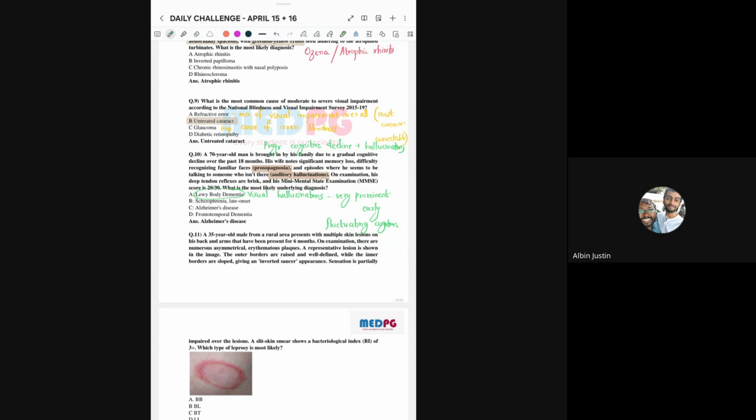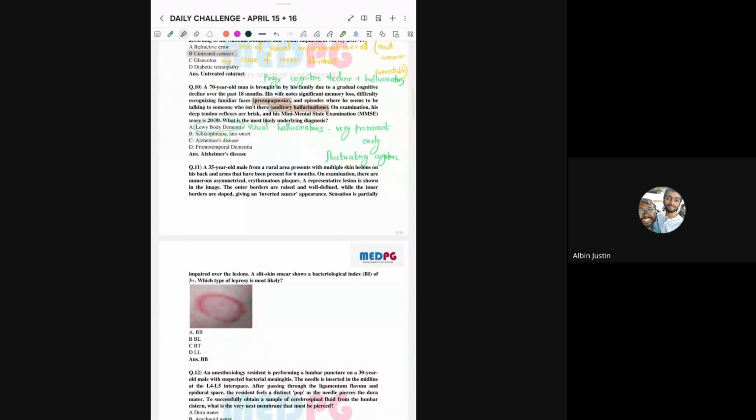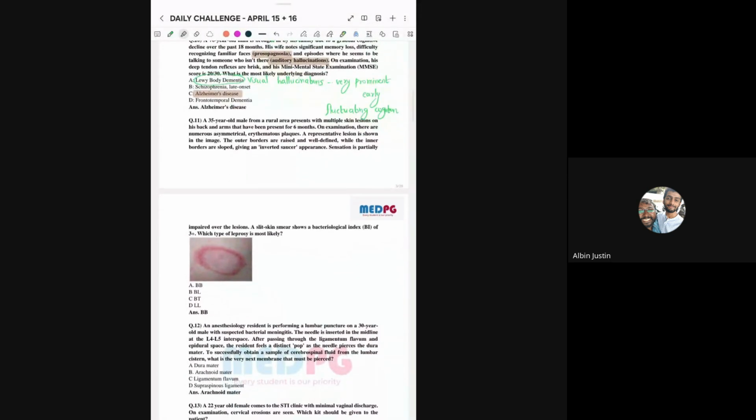So the answer is Alzheimer's. Now question number 11. They have a bacteriological index of 3 plus with a classical inverted saucer appearance. So what type of leprosy will this be?